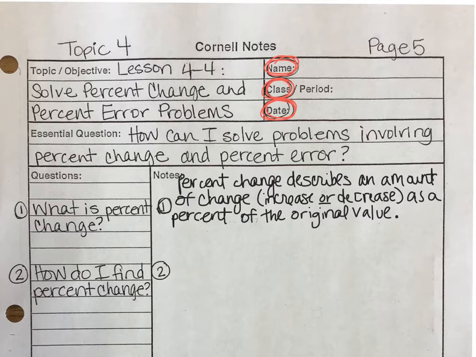Question 2 says, how do I find percent change? Well, for this we're going to go back to our percent equation, which says part equals percent times whole. To find the percent change, we have to first define what is the part and what is the whole in the problem where an amount has changed.